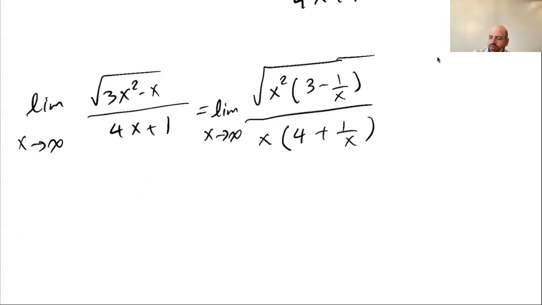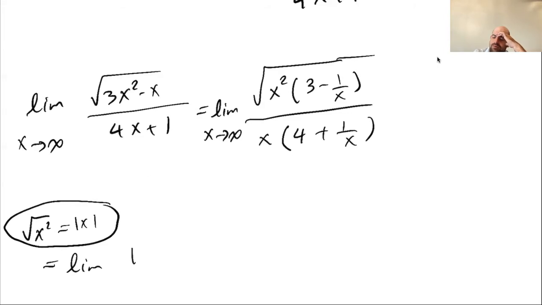And then this will be limit x, because square root of x squared. Well, what is square root of x squared? That's one of the most common mistakes in all math courses. Square root of x squared is absolute value x.